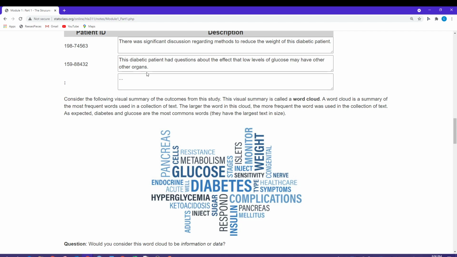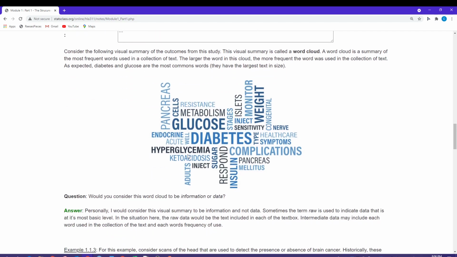So I definitely took this information that I have in these text boxes, converted that to data, and then I created some visual word cloud for you to digest that data. But I wouldn't consider this to be data.